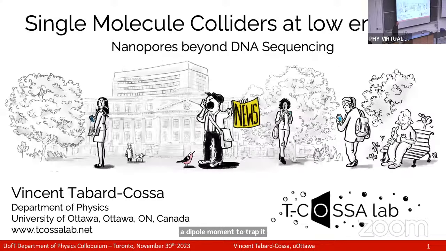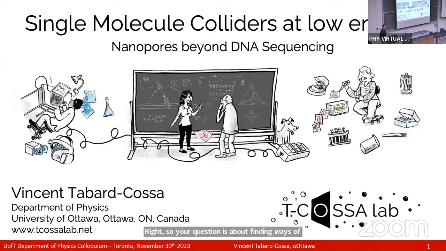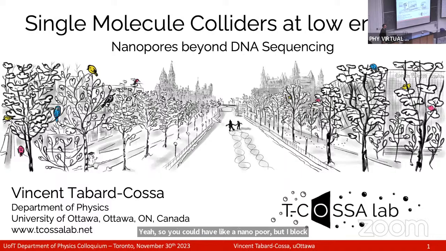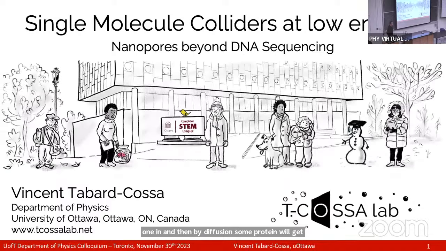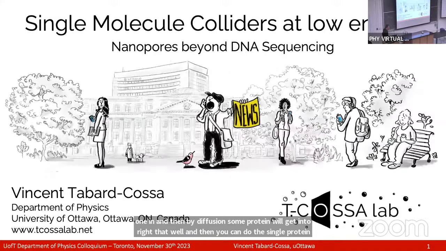Right. So your question is about finding ways of trapping proteins, and specifically building not a through hole, but simply a well to trap the protein inside. Yeah, so you could have a nanopore, but you block one end, and then by diffusion some protein will get into that well, and then you can do single protein measurements. Yeah, so there are people in the field of single molecule analysis that have used similar approaches.